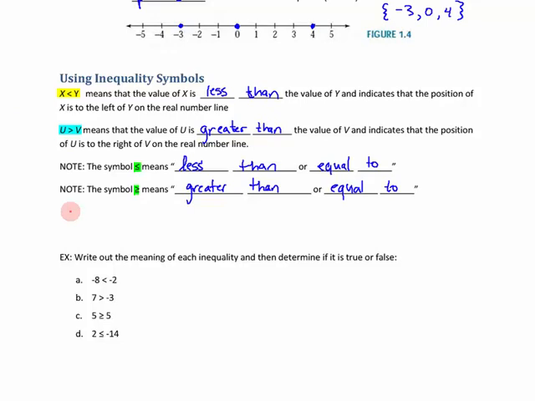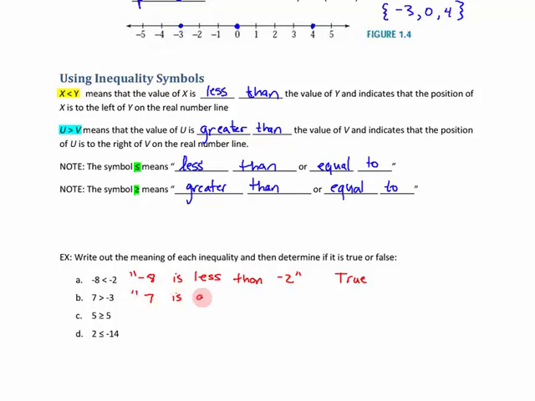So let's use what we know now to determine what each of the following inequalities in examples A through D mean. So write out the meaning of each inequality and then determine if it is true or false. Remember that we read from left to right. So in this case, this is saying that -8 is less than -2. Now, is that true or false? -8 is to the left of -2, so it is less than, which means that's a true statement. Even though the number itself, 8, if you ignore the sign, is bigger than 2, when you put the negatives on there, it makes it true that -8 is actually less than -2.